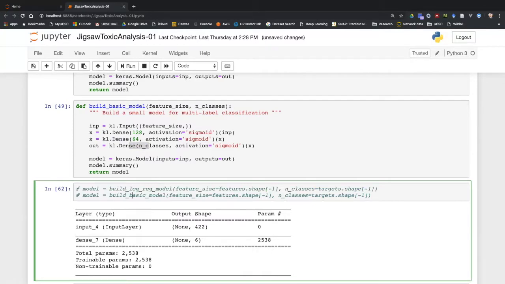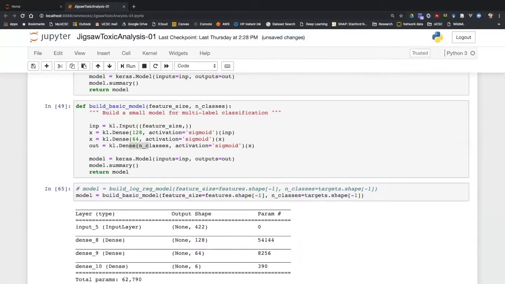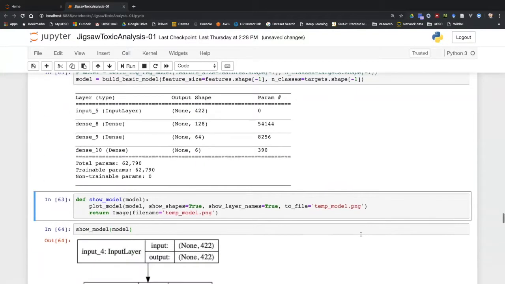Yeah, n classes is the number. So you can see, I'm giving it a value, basically whatever is the shape of targets. So we have the targets variable. That's the number of classes. Whatever is the shape of features, that's the number of features. This is what we give to the model, but now it's a larger model.